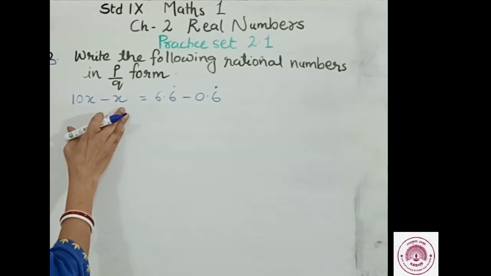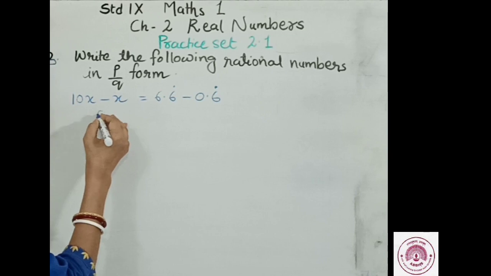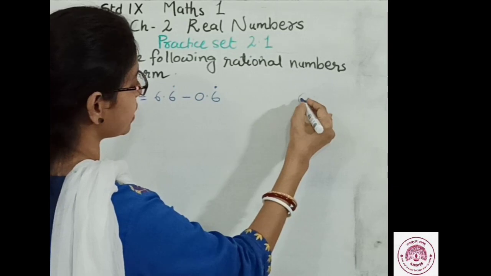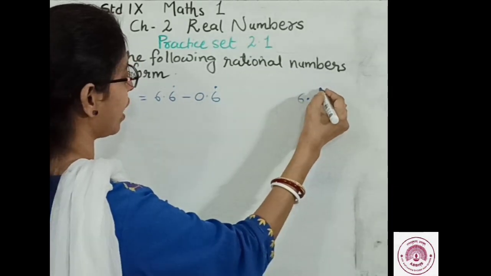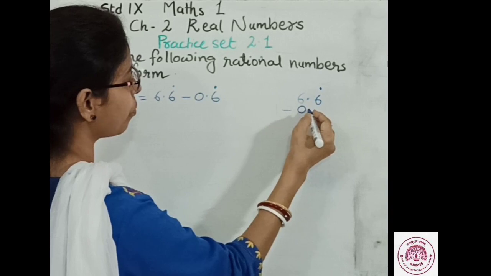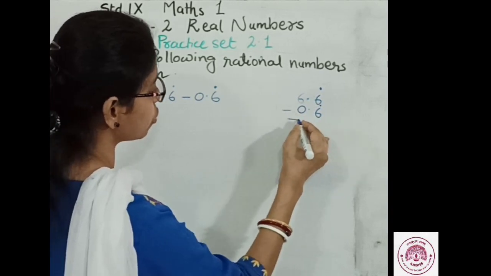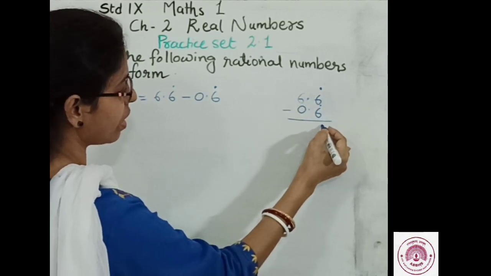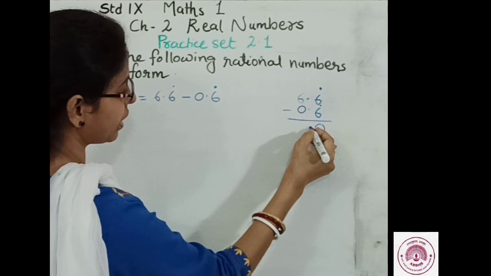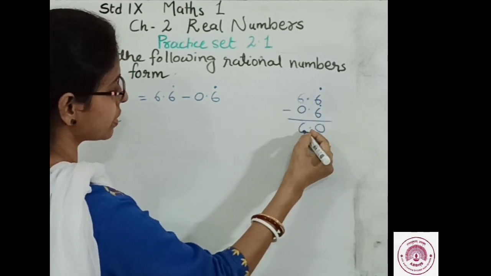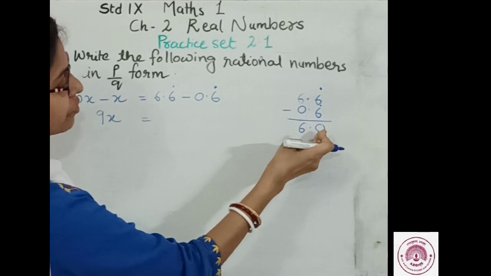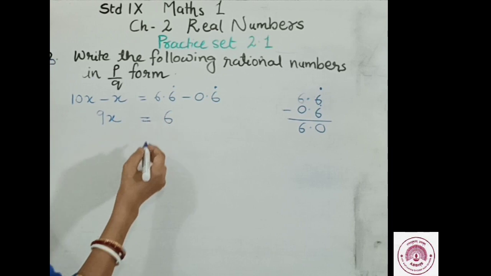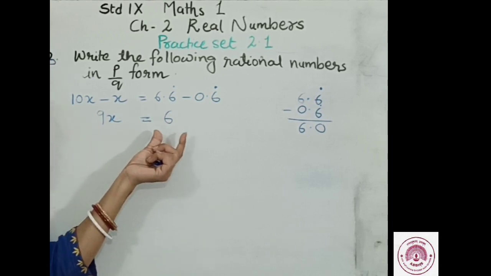So 10x minus 1x is 9x. Okay. Now how will we subtract this? You can do it in rough. 6.6 dot we have, minus 0.6 dot. So we subtract: 6 dot on top of 6, we have a dot here also, the same, so it becomes 0. Okay, then the point as it is. 6 minus 0 is 6. So we don't have to write this 0, so we can write 6. Okay, so that means 9x is equal to 6.